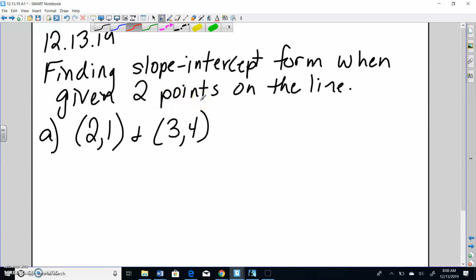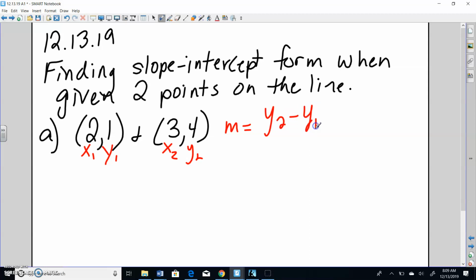If you don't recall, I'm going to label my points. I'm going to call this x1, y1, and this x2, y2. And then I'm going to use the formula for the slope, which is y2 minus y1 over x2 minus x1. Remember, y goes in the numerator, x in the denominator.